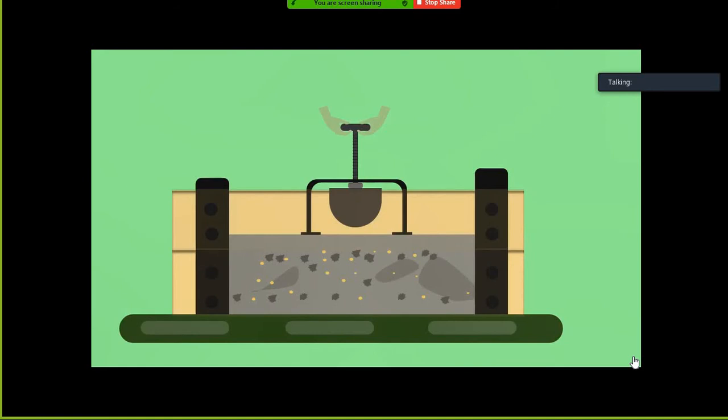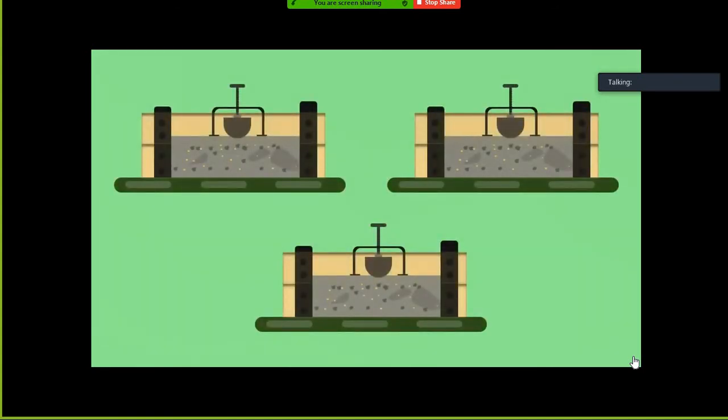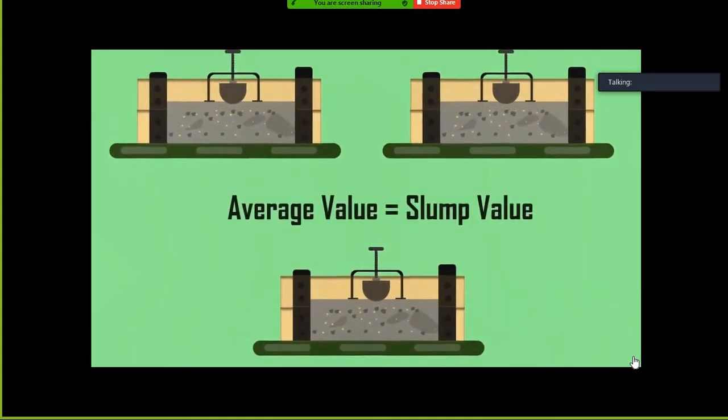Now, the ball is released on the surface of the concrete. The depth of penetration is read immediately on the stem to the nearest 6 mm. Similarly, another 2 measurements are made on the same sample and average is taken as the slump value.